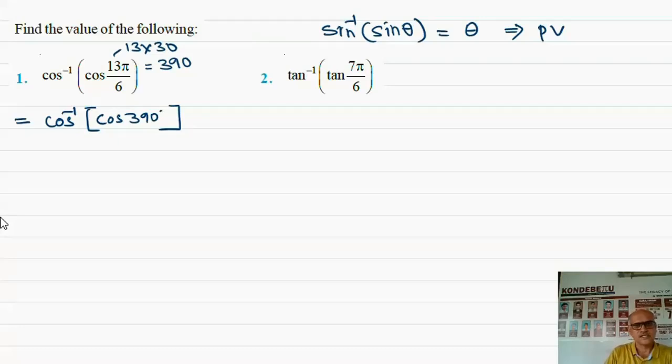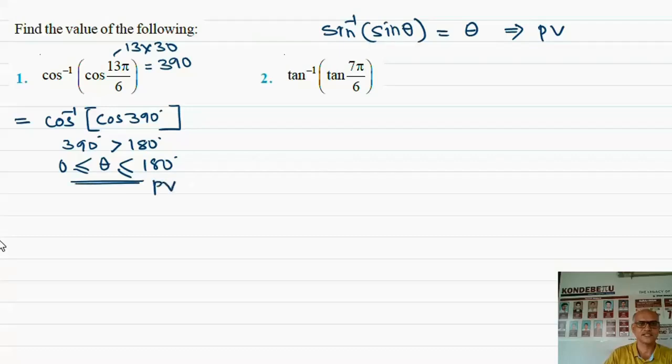Now cos inverse and cos does not get cancelled because this angle 390 degree is greater than 180. For cos, theta has to be between 0 and 180. So you are required to simplify. Our principal value range comes here, that is, the principal value will be in this range.